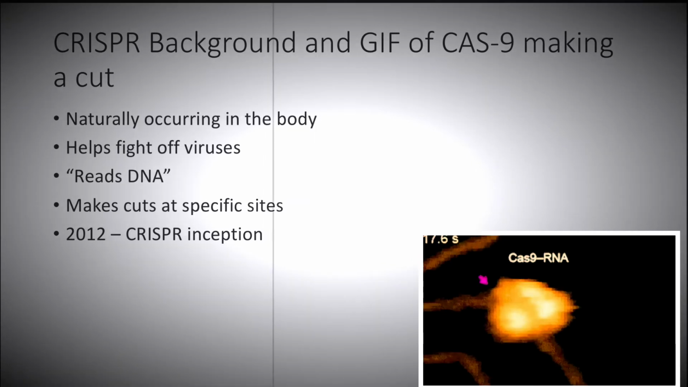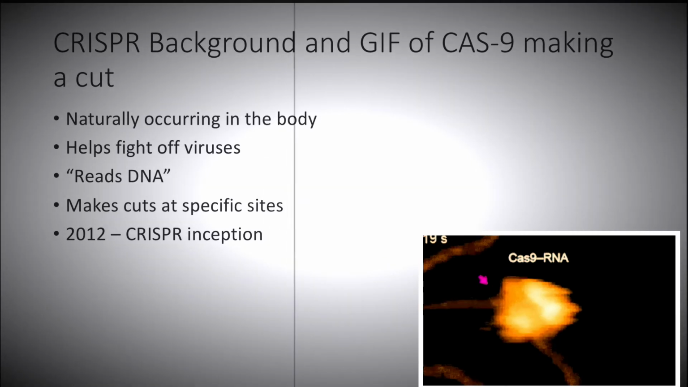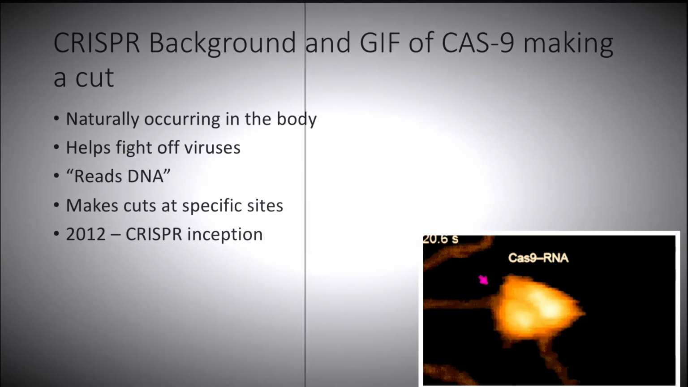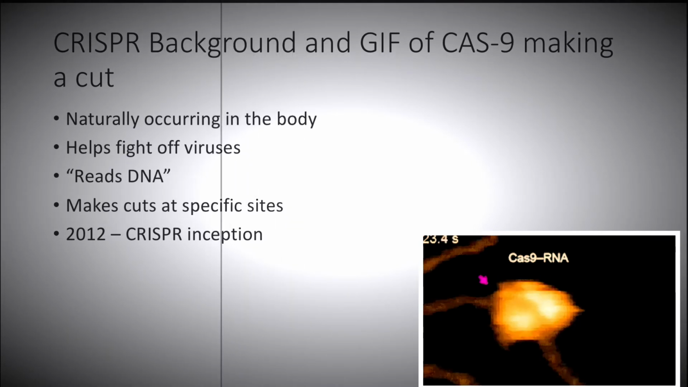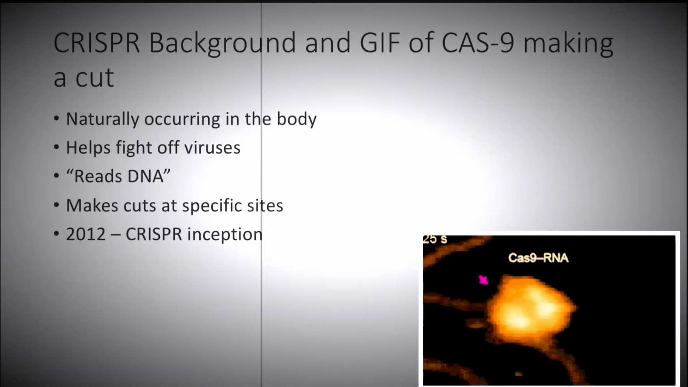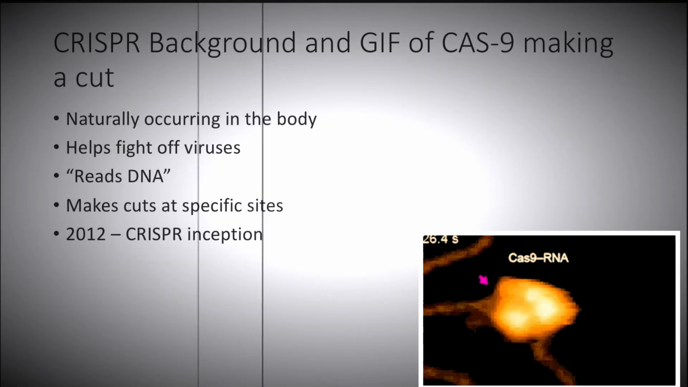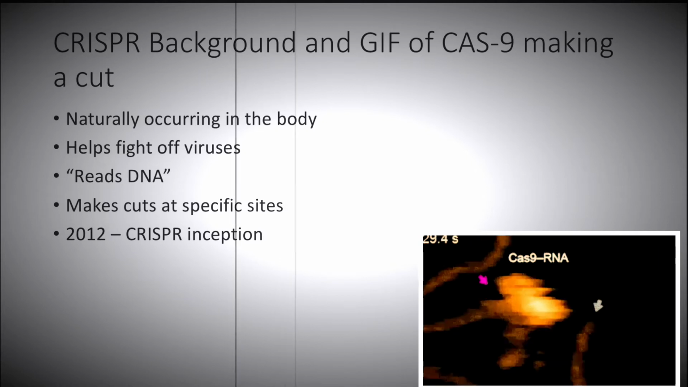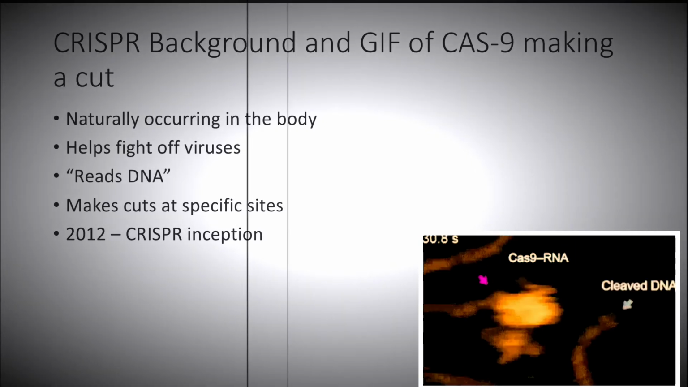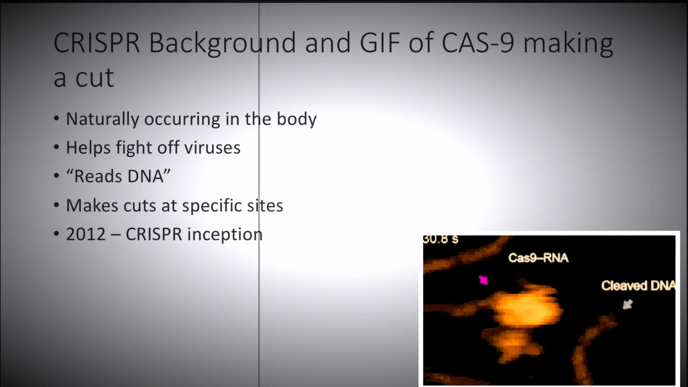In the bottom right of the screen, you're about to see the Cas9 protein performing a cut on a strand of DNA. As you can see, the Cas9 protein has wrapped itself around the RNA, creating a cutting site. At 29 seconds, you can see the Cas9 protein has successfully cleaved away the DNA, making it impossible for a virus to read. So that's what CRISPR and the Cas9 protein does naturally.